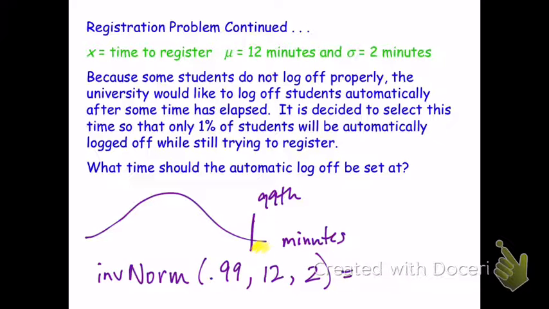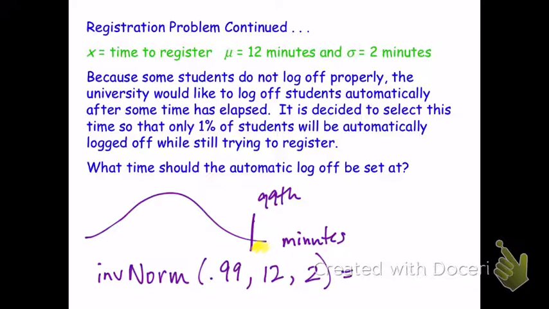That's why I encourage you to draw a picture and think: am I shading above it? Am I shading below it? Do I want the top 1% or the bottom 1%? Because when I do the bottom 1%, that means that 99% would be logged off. You don't want that to happen. You only want 1% to be more than that time. You want 99% to be less than that time.